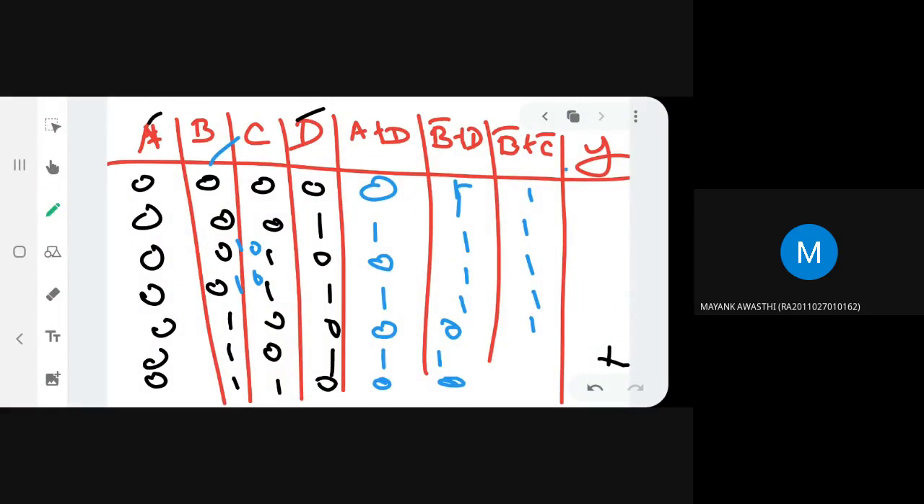So Y is given by A plus D dot B bar plus D dot. So you have to multiply everything. So what will be the answer? This will become 0. And what about this one? 1. This will become 1. And here it's 0 again. Okay. And again 1, 1 and 0. Okay, so 0. Like this you have to first put the tabular column.